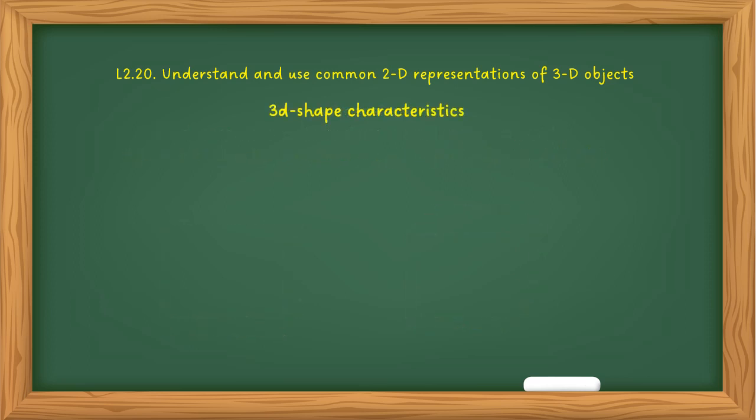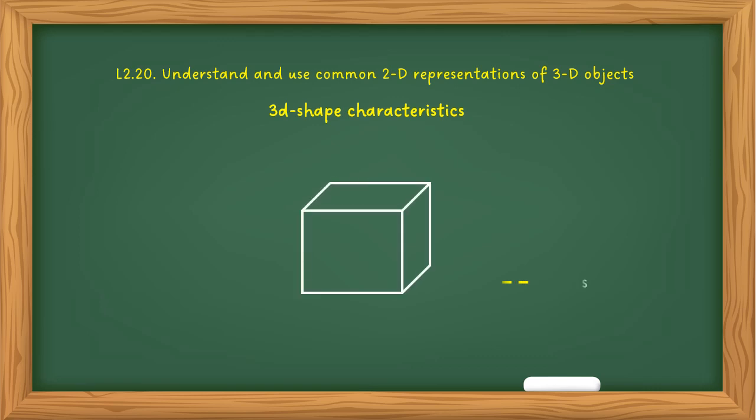Okay, now let's look at 3D shape characteristics. It's worth knowing these things, especially when you're working in area and volume. It's always worth knowing what characteristics belong to what shape. So let's take this cube or cuboid. You can see there it has edges. Okay, you can count how many edges there are. There should be, I think it's 12 edges.